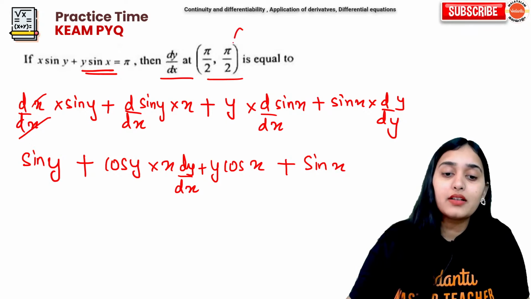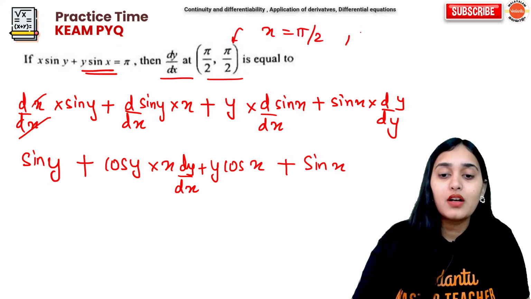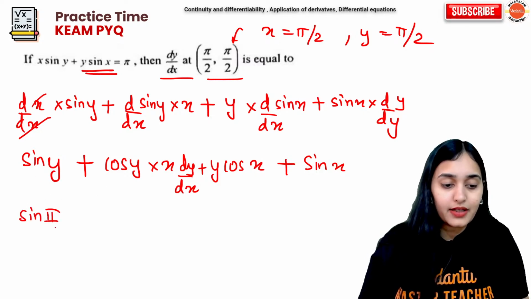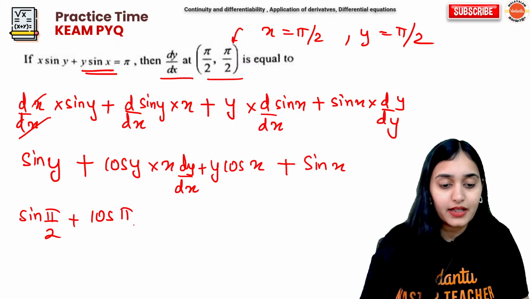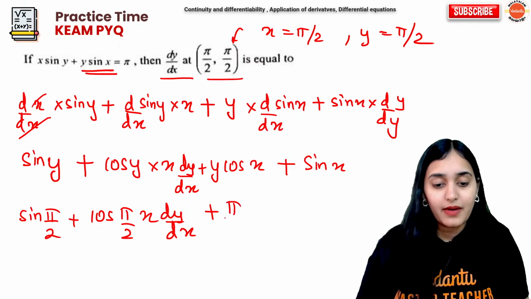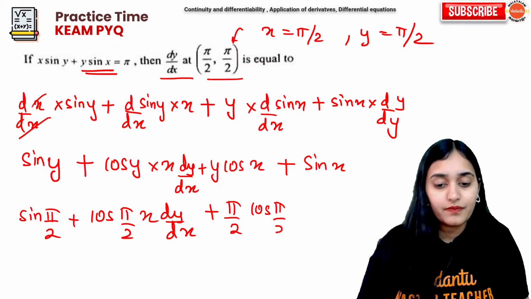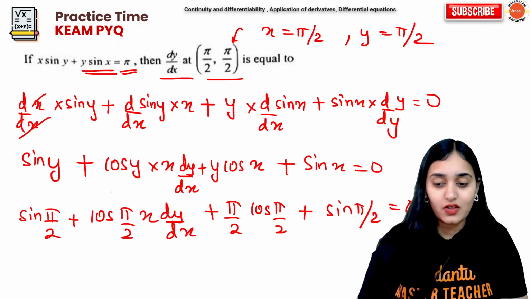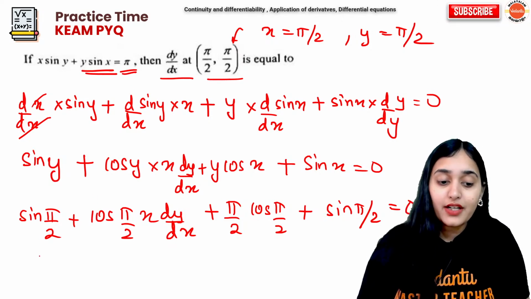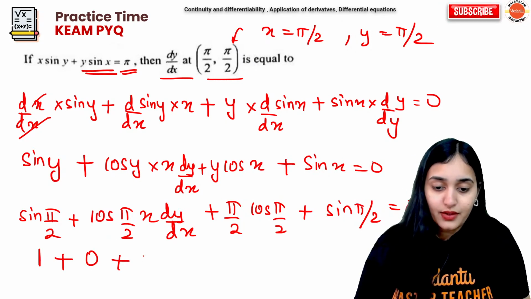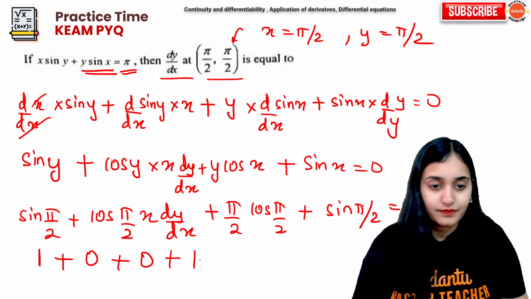Now you put x is equal to pi by 2, y is equal to pi by 2. So you have sin pi by 2 plus cos pi by 2 into x into dy by dx plus pi by 2 into cos pi by 2 plus sin pi by 2 is equal to 0. Why? Because pi differentiation is 0. Sin pi by 2 is 1, cos pi by 2 is 0, cos pi by 2 is 0, sin pi by 2 is 1.